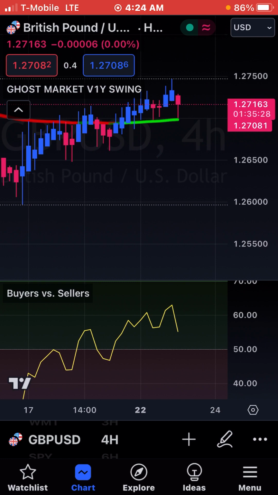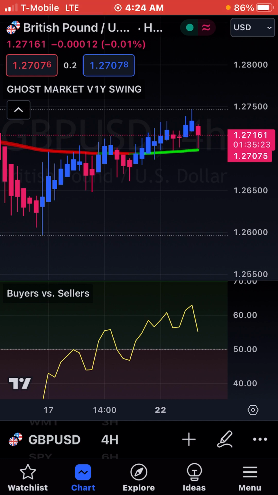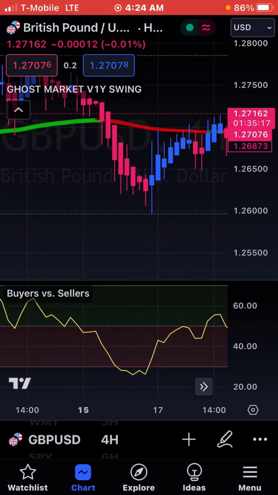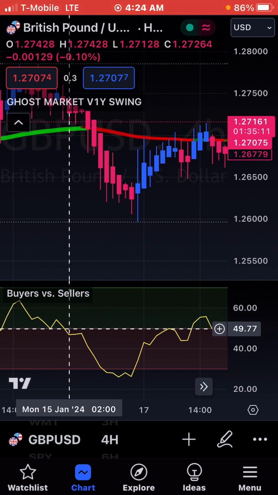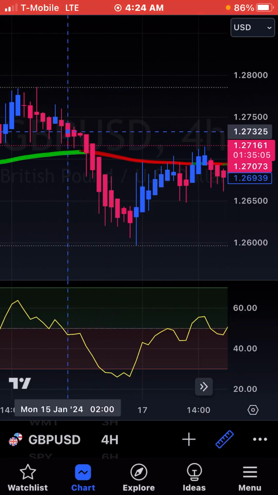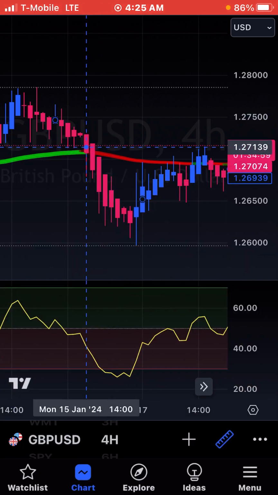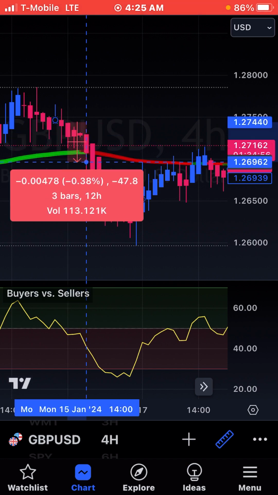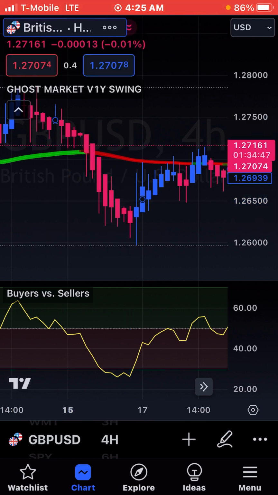So let's just see if we find any more moves. Now you want to use your Ghost Market Pro to kind of give a good general idea of what the overall trend is doing. So let's just look right here. Right here you see it go from buyers to sellers right about this point. So that is this candle right here. So if you rode this one out, and you rode it out to here, you were looking at a 1,213 pip move. So, do your numbers accordingly.